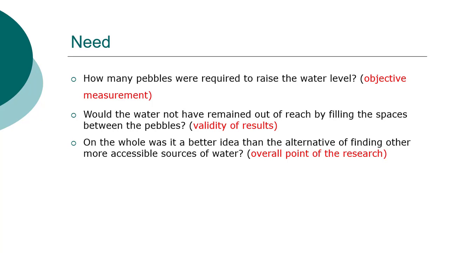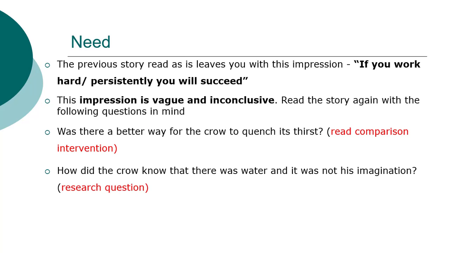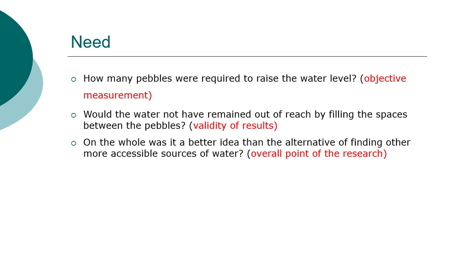Although the story is very silly, the reason I brought it out in this context was just to elucidate these points. You need to think about comparison and intervention, as I talked about in the previous class, the PICO framework. You need to know if the research question is valid. You want to have objective measurement, relevant measurement. You want to know the results are valid, and you want an overall impression of the point of the research.